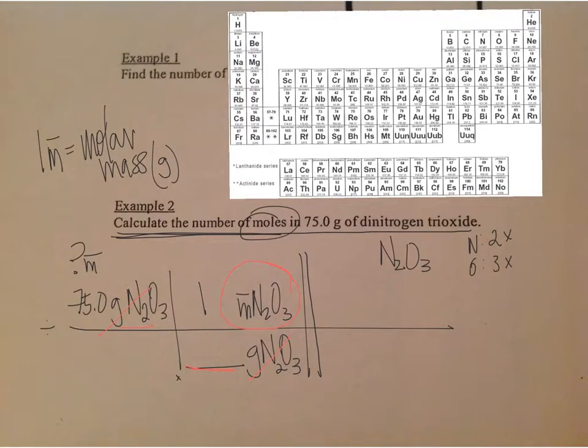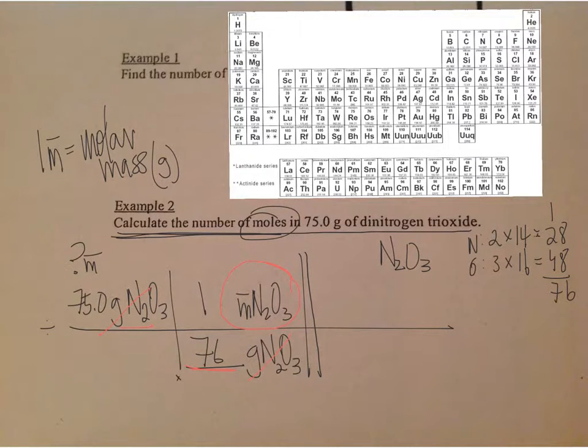When we take those numbers, we will take 14 right here, and that will equal 28. And then this is 16, so 16 and 16 is 32, 48. Add that together, and of course you can use your calculator, and you get 76. Now, that number is the molar mass for N2O3, and that's what will go right here.